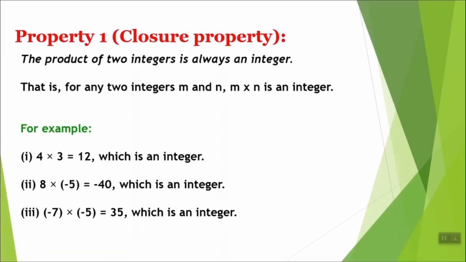Suppose I take the two integers to be 4 and 3, as you can see in the example. So the product is 12, which is also an integer. Similar is the case for the second and third examples.